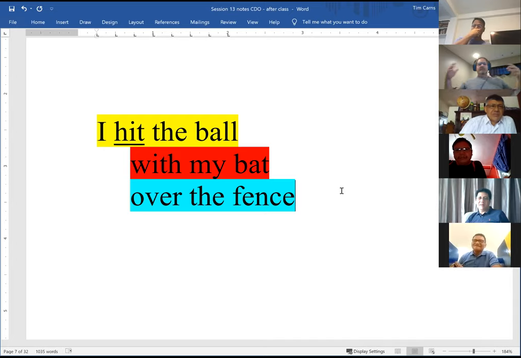And this whole sermon is about the importance of bats and the different kinds of bats you can use and why one bat's better than another bat. So he's made this whole topical sermon about bats, whereas the point of this passage was that I hit the ball. That's what I wanted to emphasize. Now, one subpart is I hit it with my bat, but I didn't write this statement to emphasize bats. I wrote it to emphasize the fact that I hit the ball.